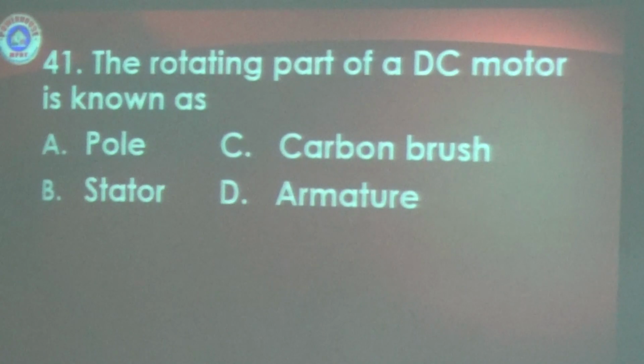41. The rotating part of a DC motor is known as armature. Okay, armature. Rotor. Anong kawala? Yung pole. Stator? Hindi naman. Kasi ang carbon brush yung dito. Yung carbon brush. Wala nakataw flux. Pag pinaigot mo yung carbon brush.